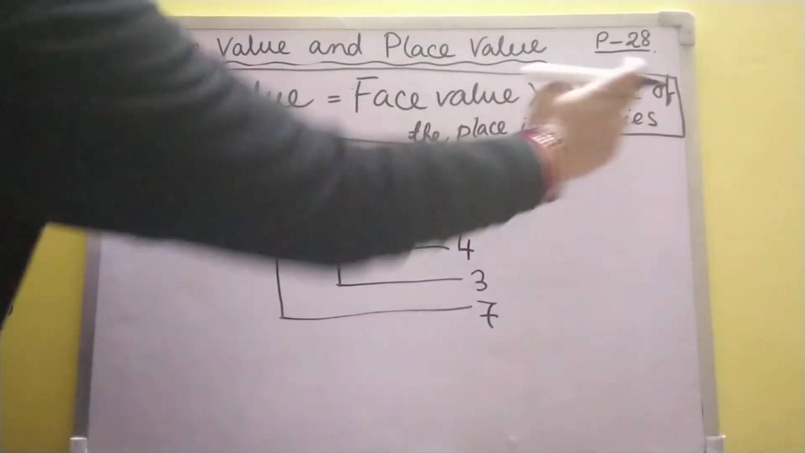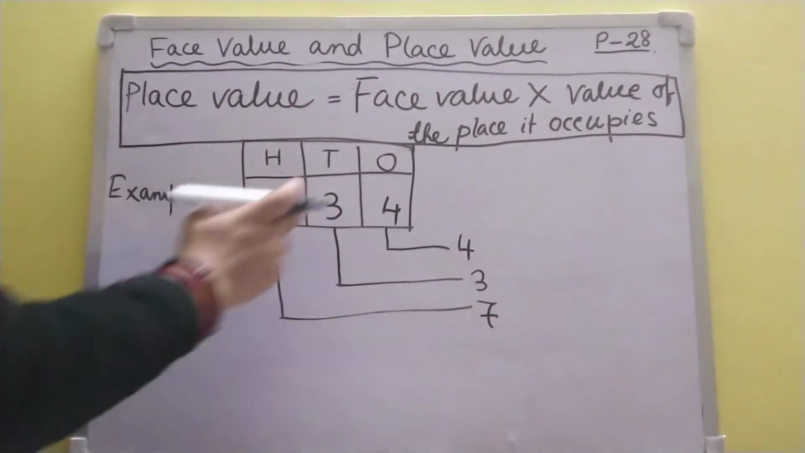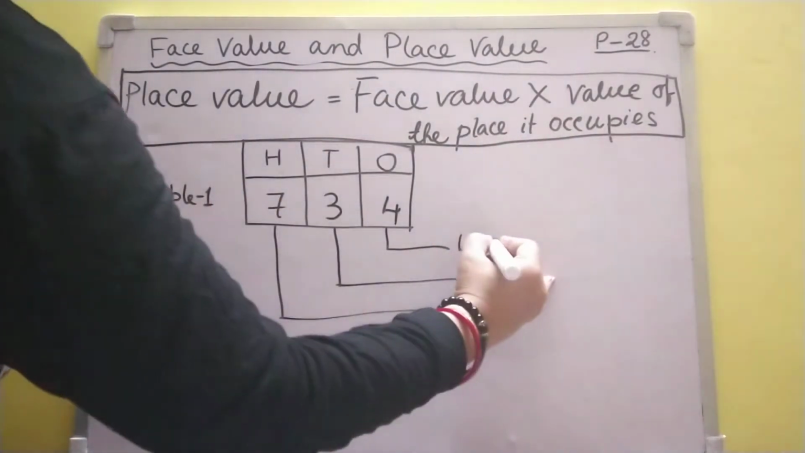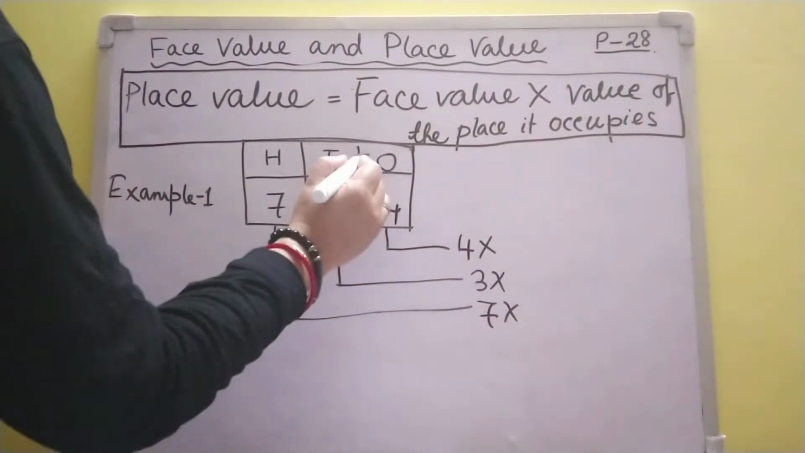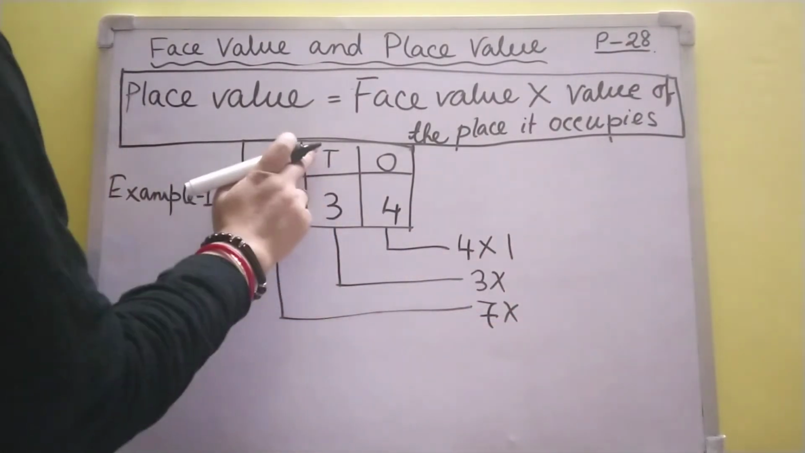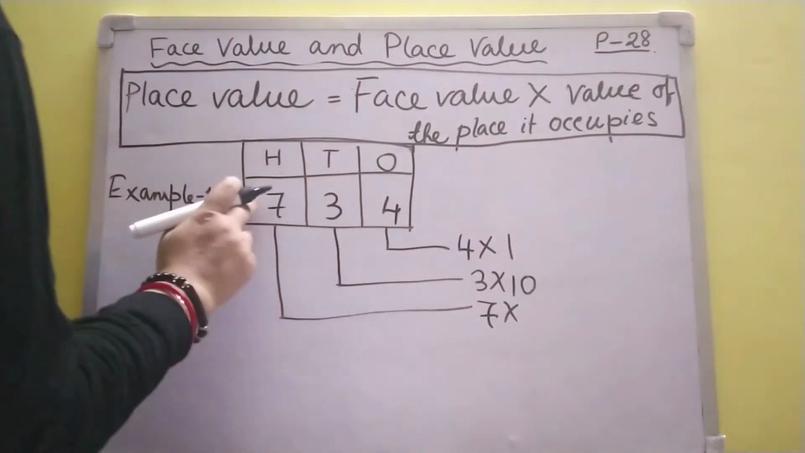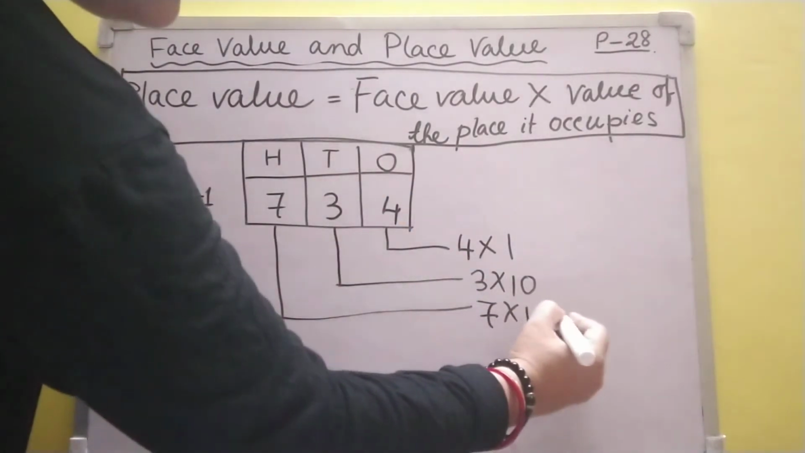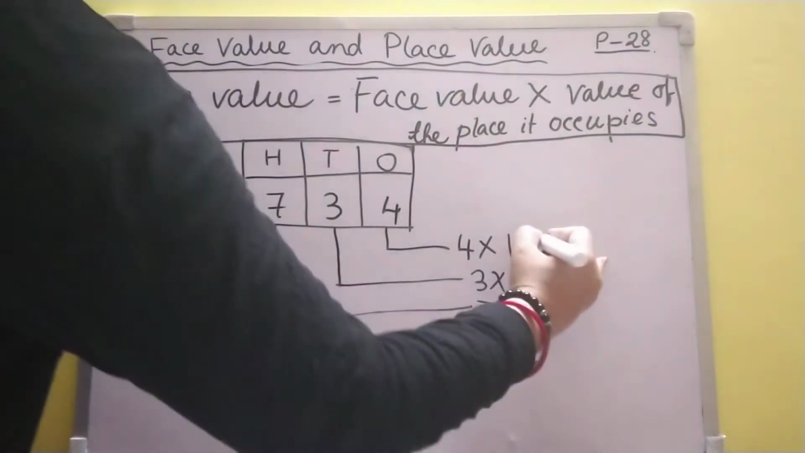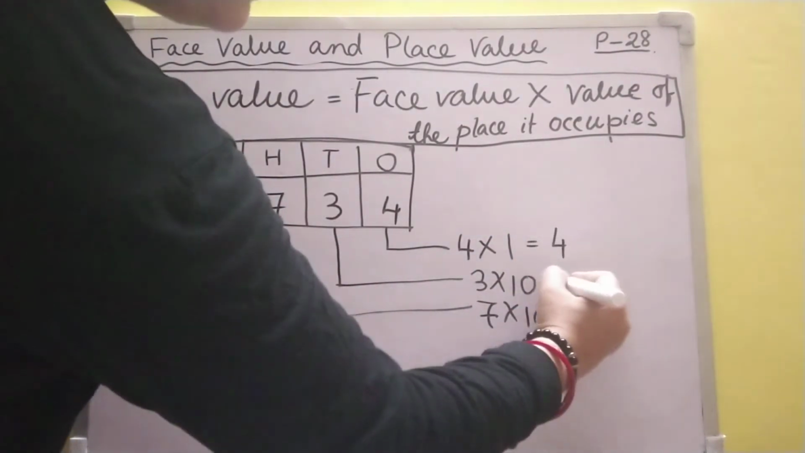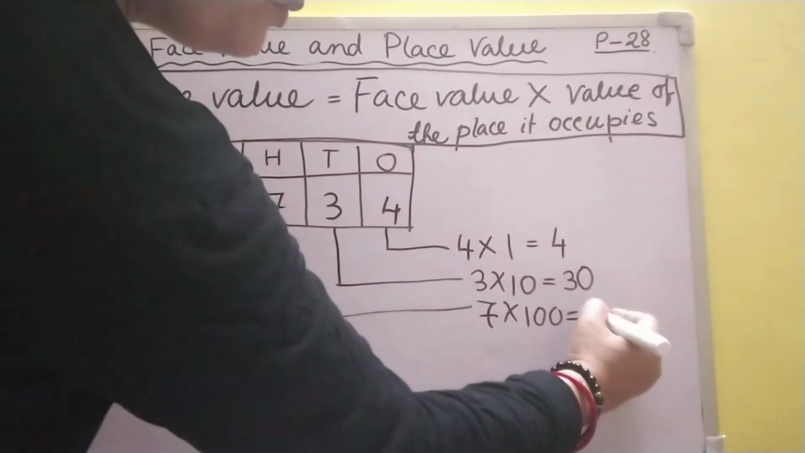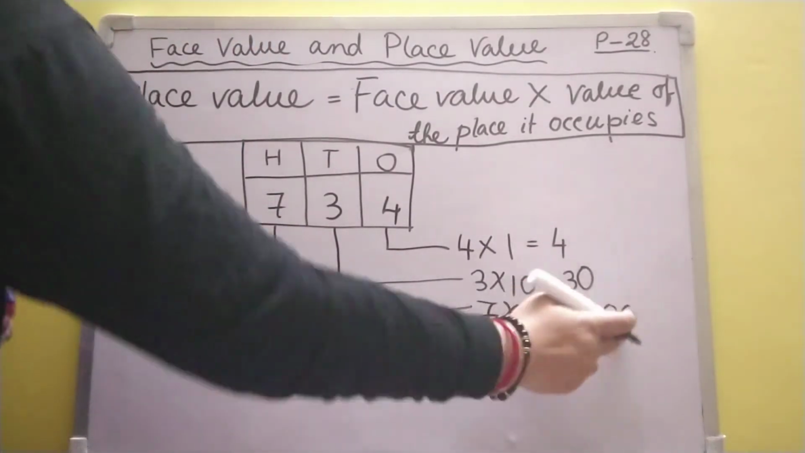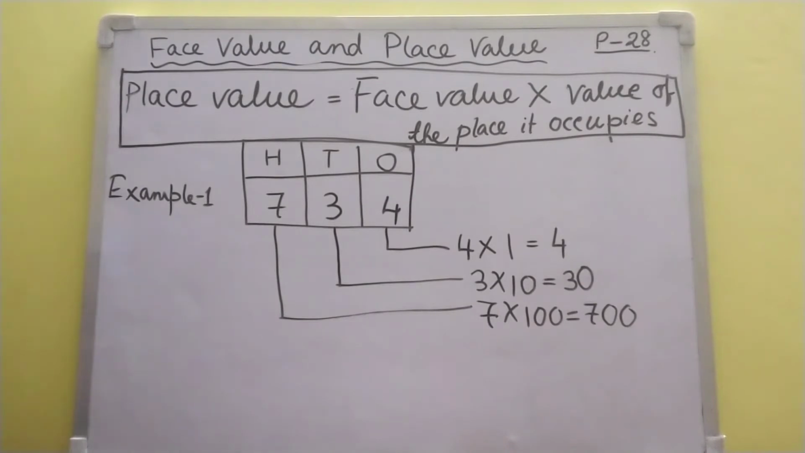Now, the value of the place it occupies. In which place is it? Ones place. Multiplied by 1 in the ones place, 3 is in the tens place, so 10, 7 is in the hundreds place, so 100. Now multiply: 4 ones are 4. If multiplied by 10, always put one zero on the right-hand side, and if multiplied by 100, always two zeros on the right-hand side. Got it?